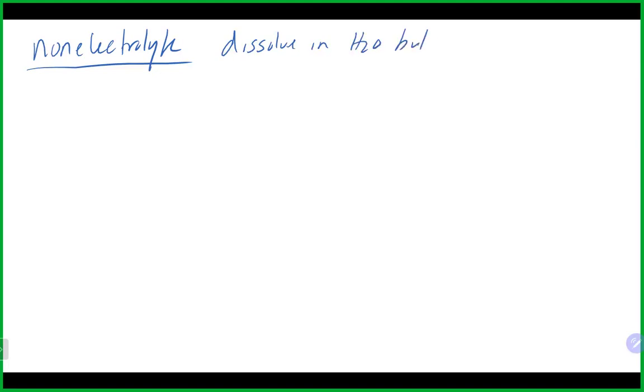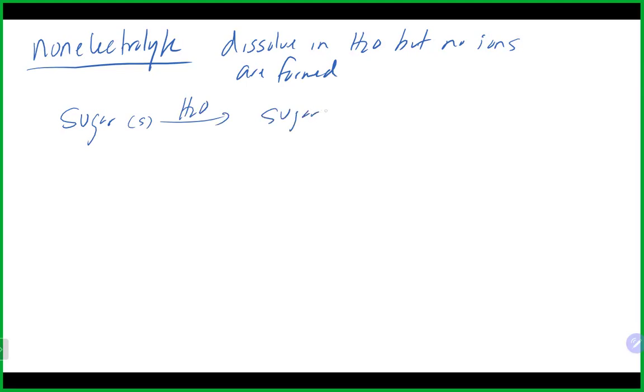Lastly, there's a non-electrolyte, and a non-electrolyte will dissolve in, say, water, but no ions are formed. Because of that, it will not conduct electricity. So, for example, if you were to dissolve sugar in some water, you would be able to dissolve that sugar for other reasons. But because sugar is made up of carbon, hydrogen, and oxygen, there are no ions. This is all covalently bonded together. And because there are no ions, it will not conduct electricity.